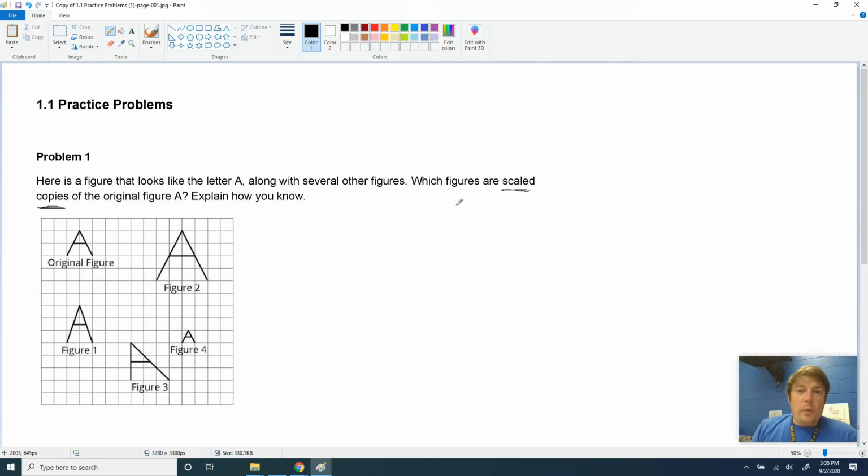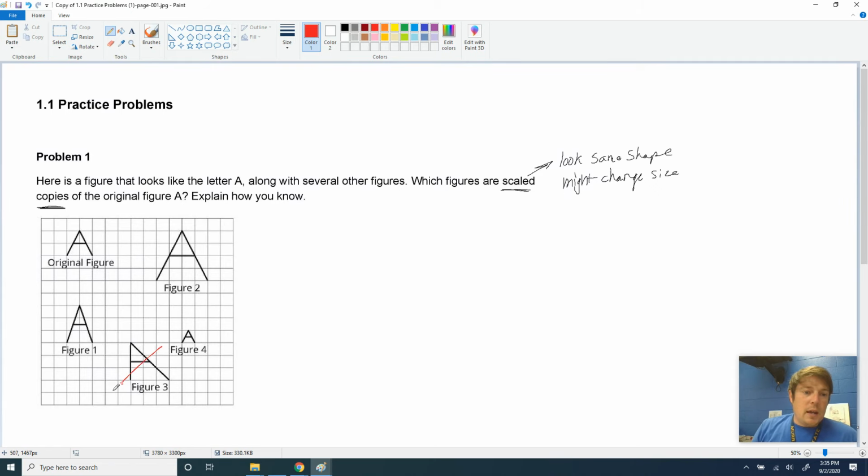Okay, so what we know about scaled copies, and you need to know this for our quiz, is that the figures look like the same shape, but they might change size. That's what a scaled copy is. So we're looking for figures that look the same as this A, but may or may not be the same size as it.